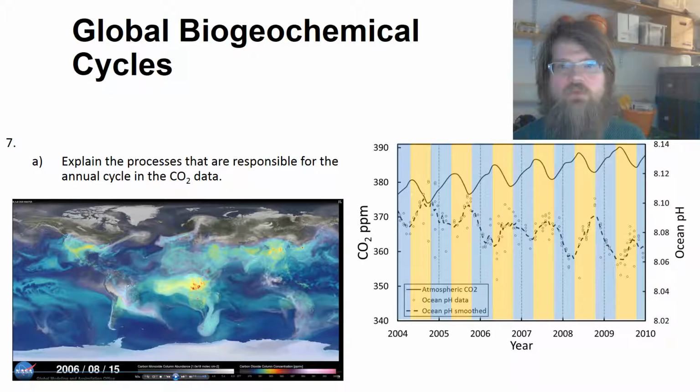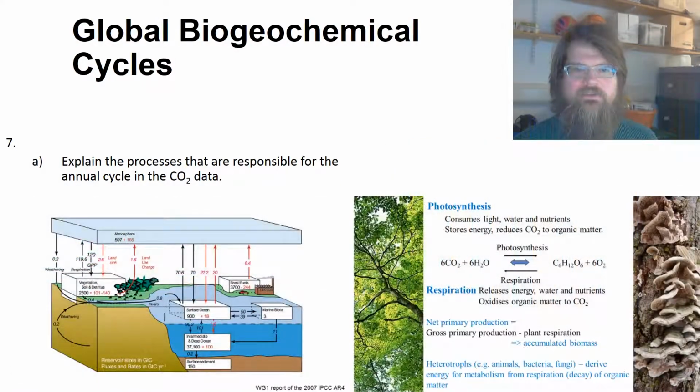So the idea here is that in winter, we have more respiration than photosynthesis, because photosynthesis requires light, which is absent in high latitudes in winter. If you live in Scotland, you'll know that there's not a lot of light, so there's less photosynthesis, but respiration happens all year round. Whereas in summer we'll have more photosynthesis, and that'll be drawing down those CO2 concentrations.